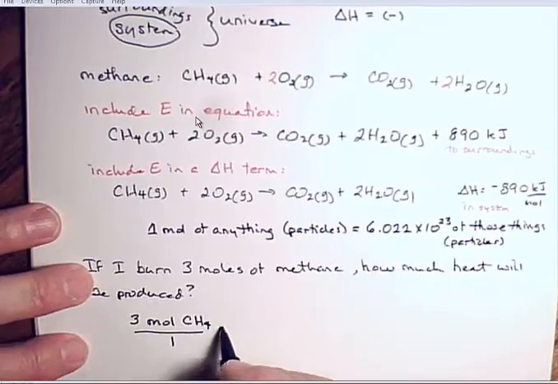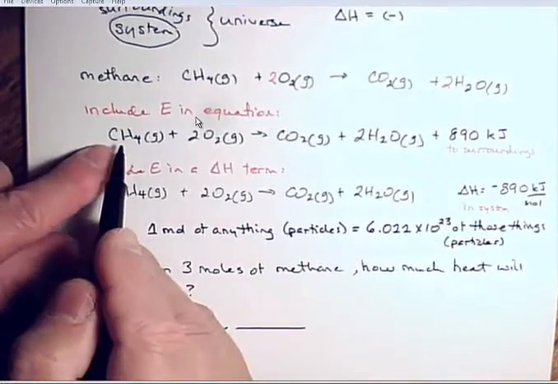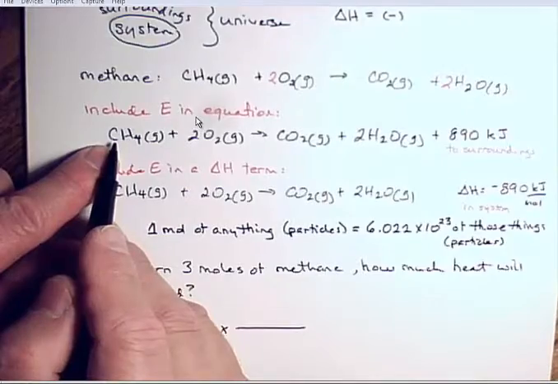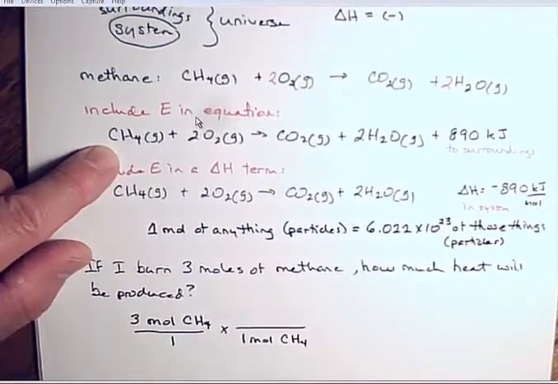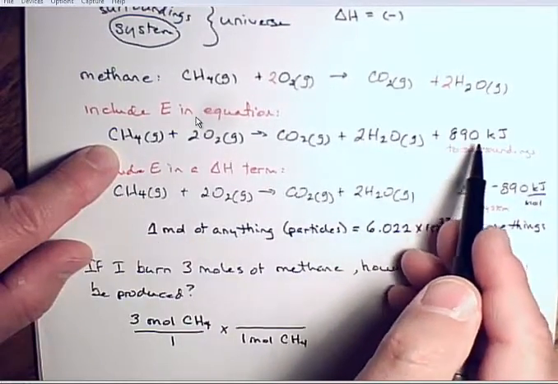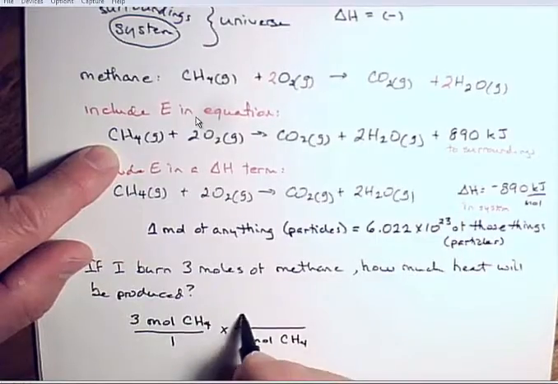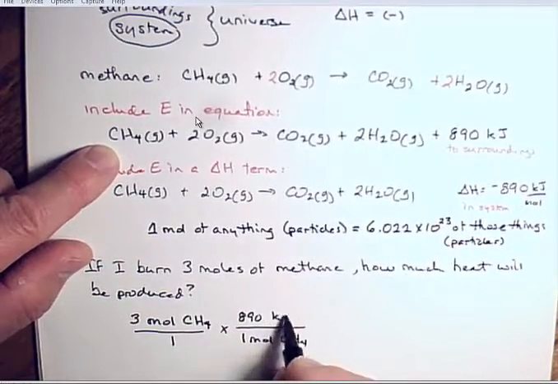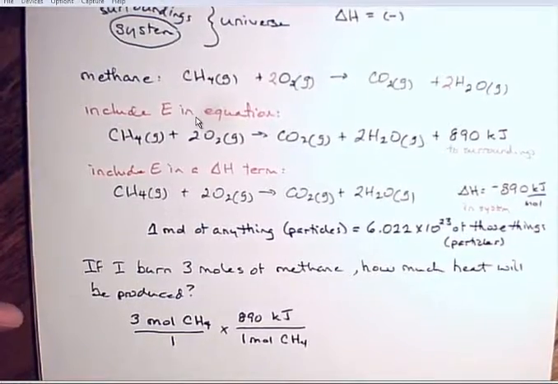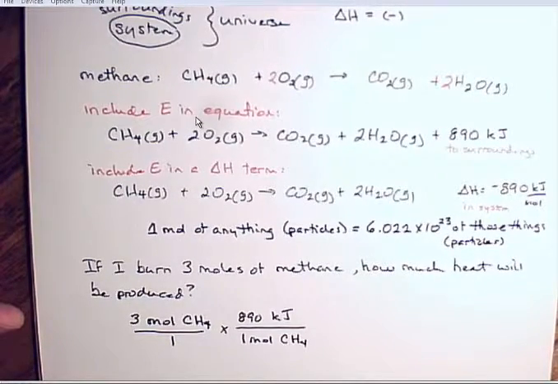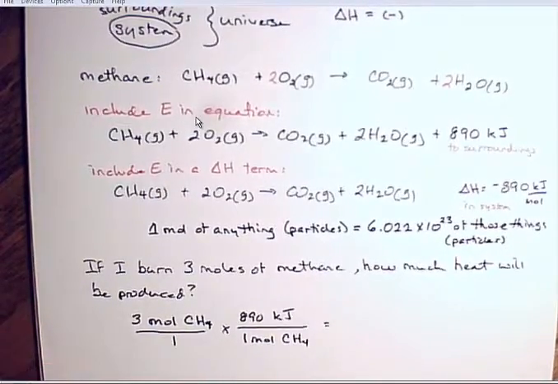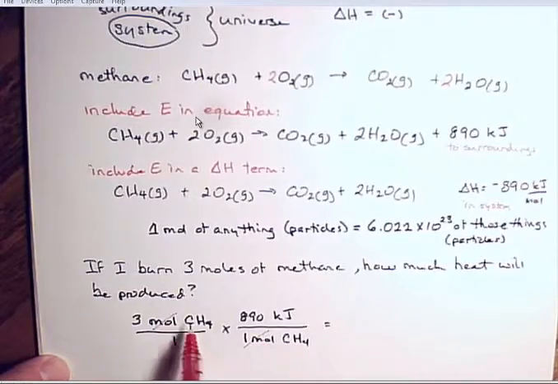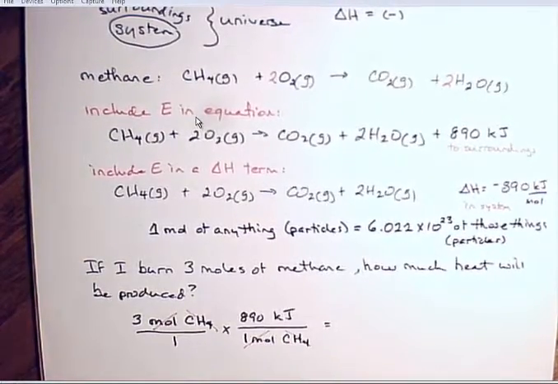So, in this equation, we have 1 mole of methane represented here, 1 mole of methane. And we also have 890 kilojoules represented here, 890 kilojoules of energy. Okay? And we do the math. You have a calculator? Everybody should have a calculator. Try it out. Let's find out what we get.